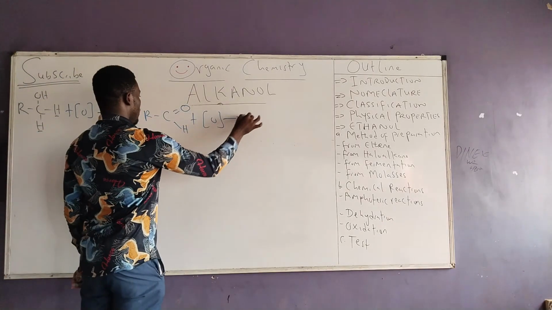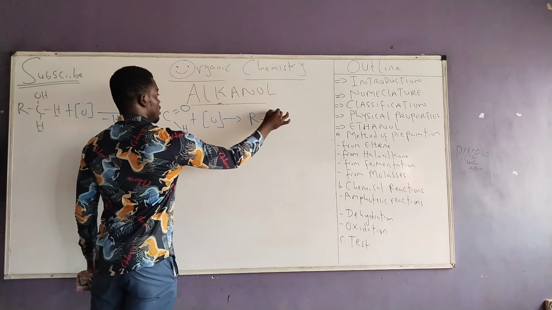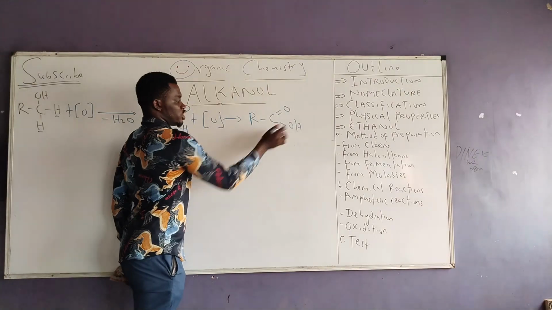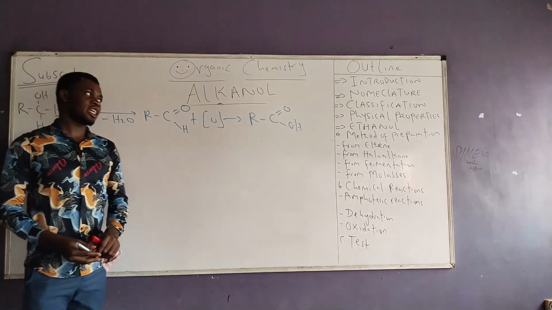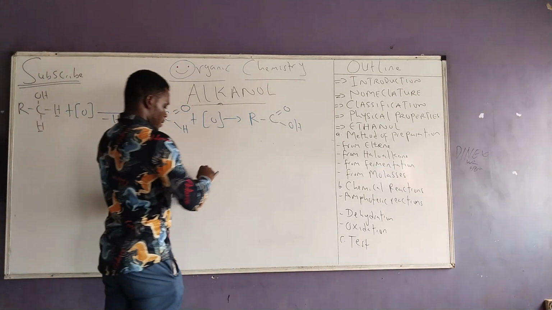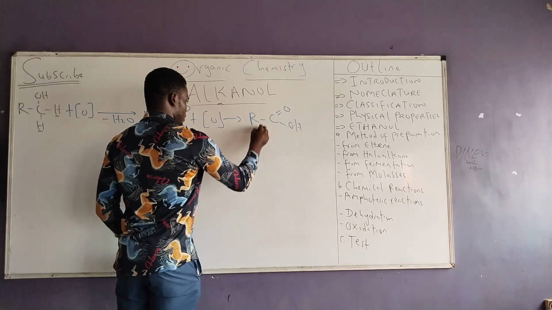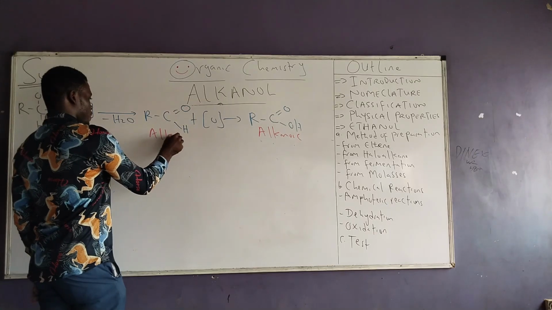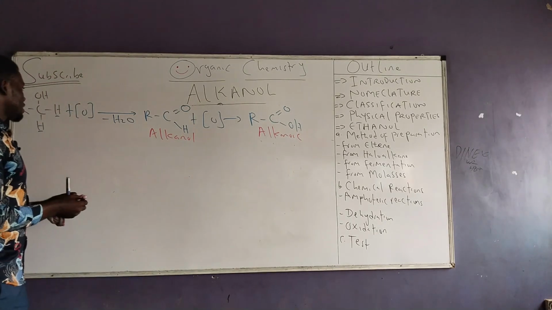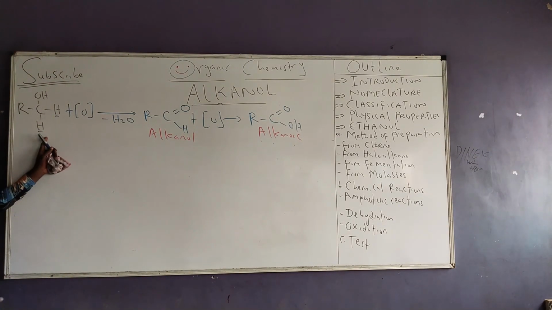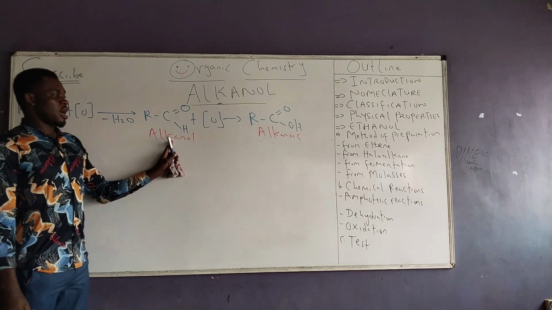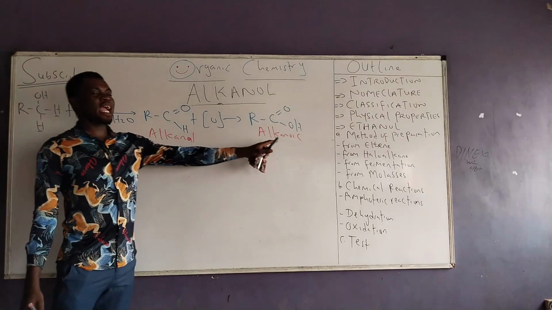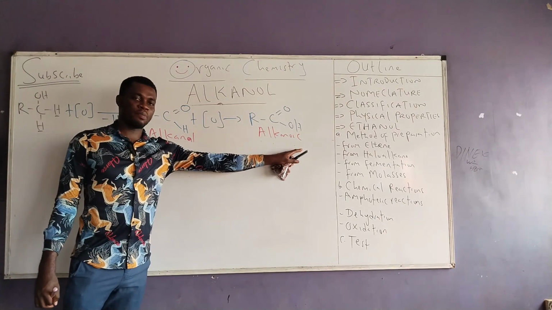So what do I have? I will form R, this is C, double bond O, single bond OH. RCOOH is the general formula for what? The general formula for alkanoic acid. So that simply means that when I oxidize a primary alkanol, I'll get an alkanal as an intermediate product, and I'll get the corresponding alkanoic acid as the final product.